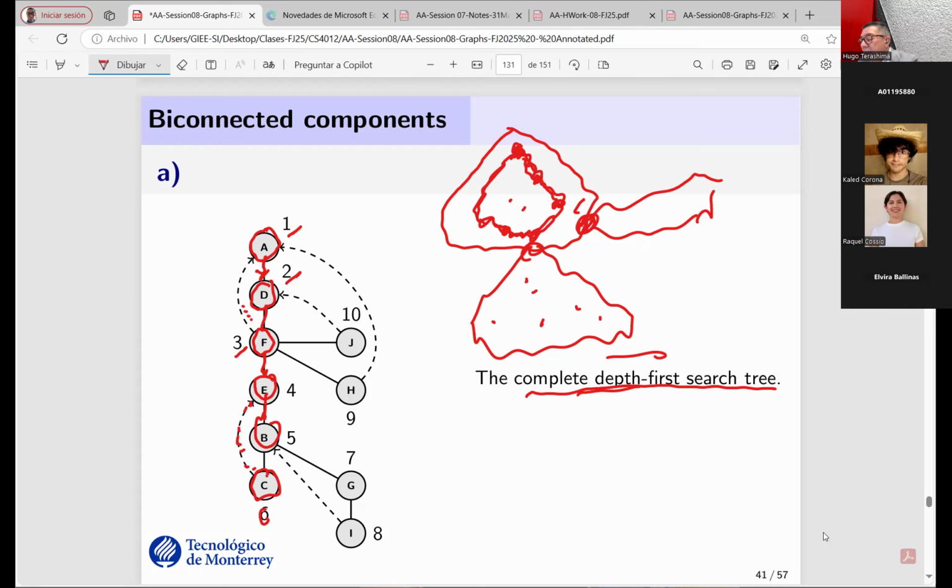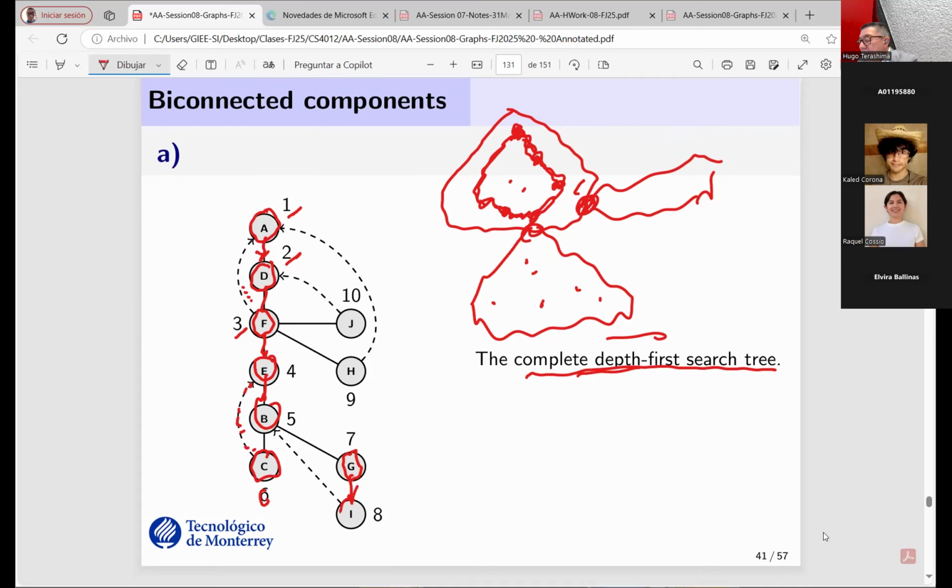It's going to backtrack, and then 7 here, right? 8 here, back edge here, backtrack, backtrack, backtrack, right? And then 9 here, right? And then backtrack, 10, right? A back edge here. Okay, it found another back edge over here. So the tree is going to have 10 nodes, right?